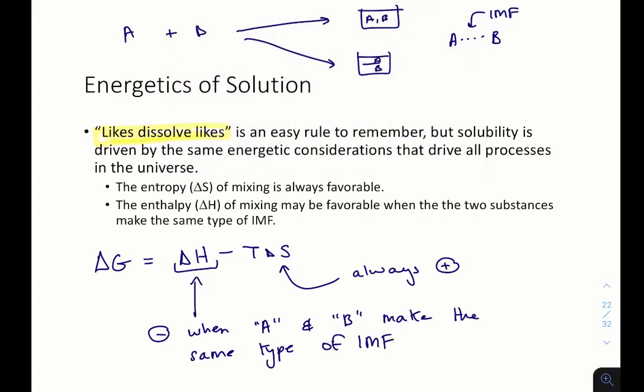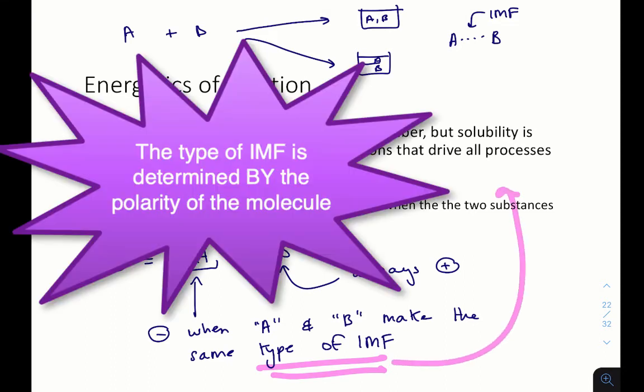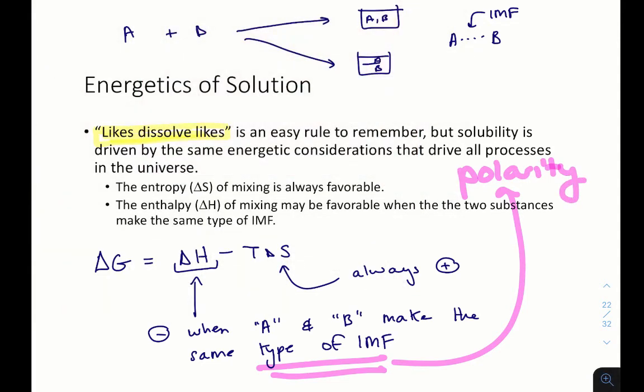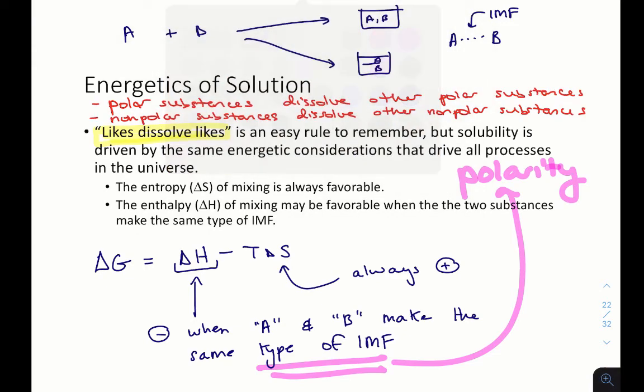And because the types of IMF that a substance makes determines its polarity, this rule, "like dissolves like," makes sense and works out, and you can just remember it. But at this point, as we're becoming more and more sophisticated, we need to understand why. Polar substances dissolve other polar substances, and nonpolar substances dissolve other nonpolar substances, because each of those pairs will make the same type of intermolecular forces of attraction.